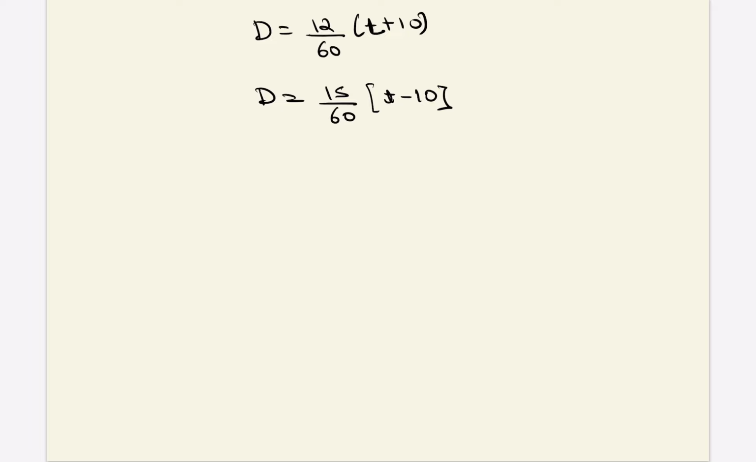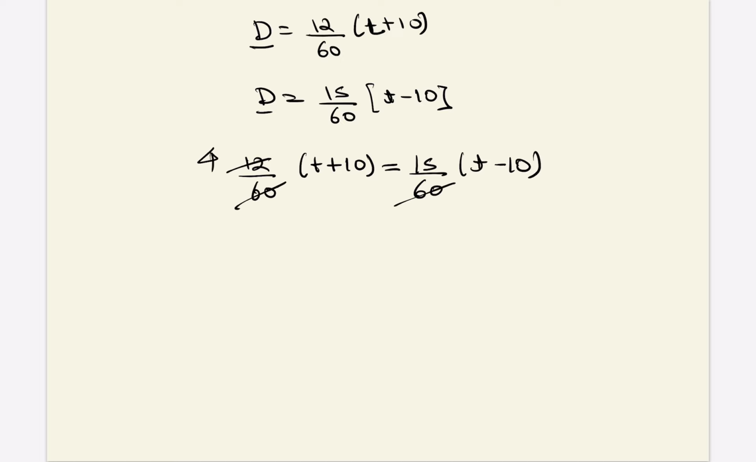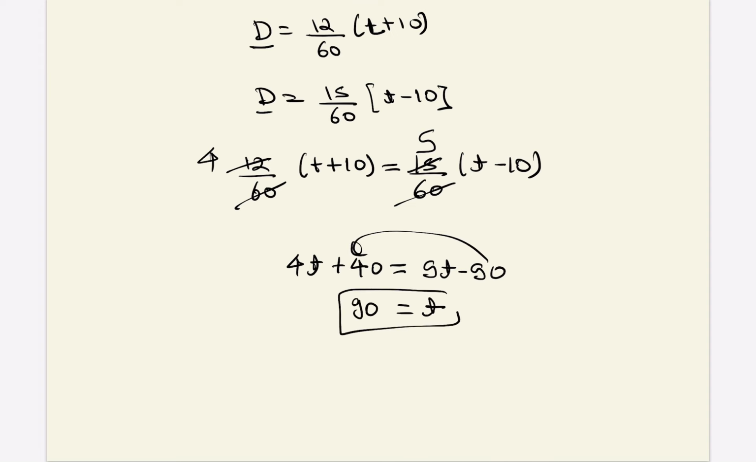We have got two equations. We can directly equate them because they are both equal to d, and we can figure out the time. So 12 by 60 into t plus 10 is equal to 15 by 60 into t minus 10. The 60 cancels out. 3 4s are 12, 3 5s are 15, so it becomes 4t plus 40 is equal to 5t minus 50. 50 goes on this side, becomes 90, 50 plus 40, and this becomes t. So I have got the time, which is 90 minutes.